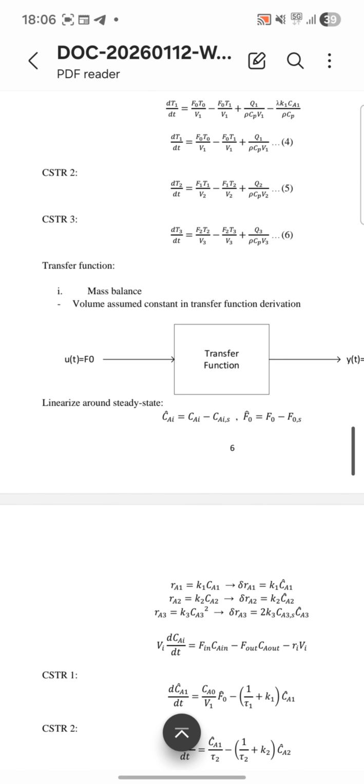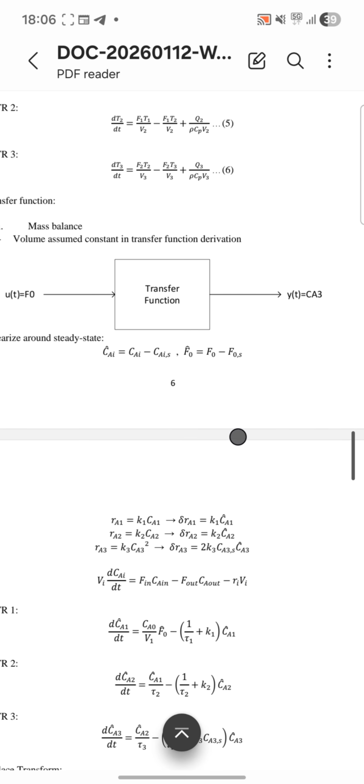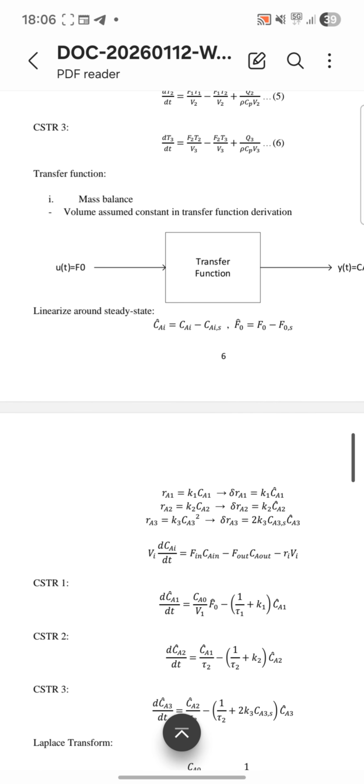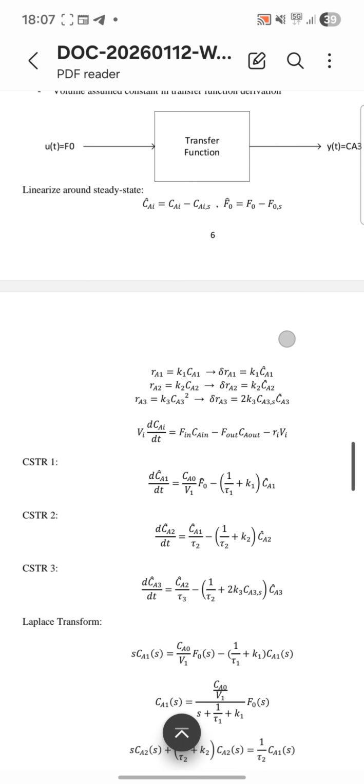And first, I linearize around the steady state, as well as the rate of reaction. I input the steady state equation and subtract it from the general equation to get the differential equation to linearize the equation. Also, I forgot to mention that I assume the volume is constant in the transfer function derivation.